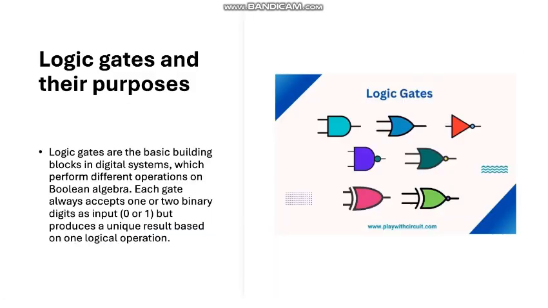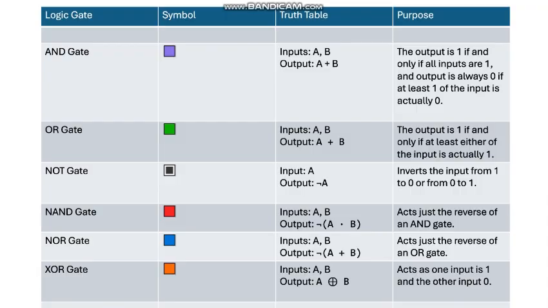Logic gates and their purposes. Logic gates are the basic building blocks in digital systems which perform different operations in Boolean algebra. Each gate accepts one or two binary digits, 1 or 0, but produces a unique result based on one logical operation.